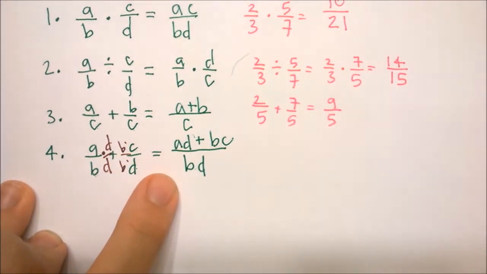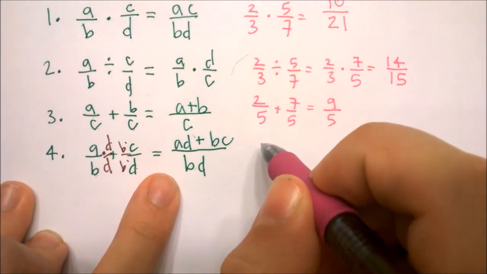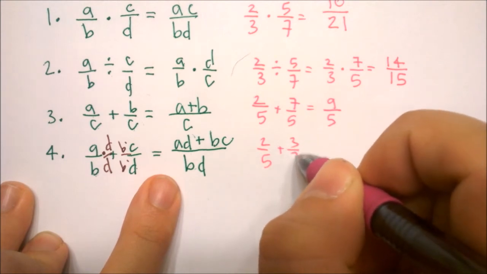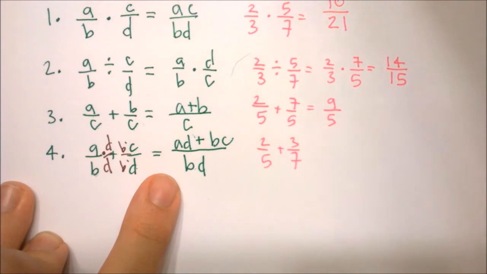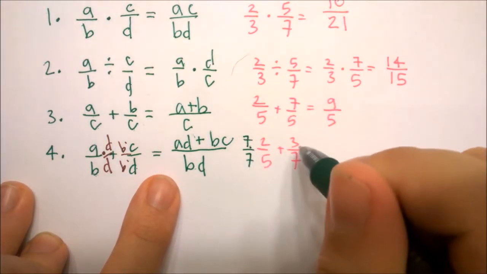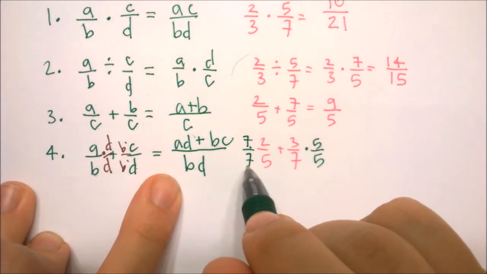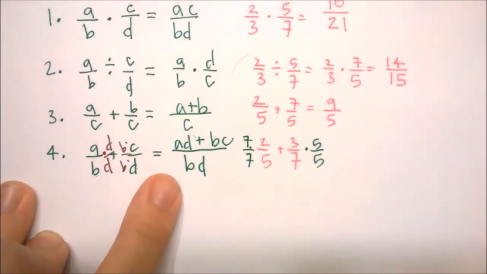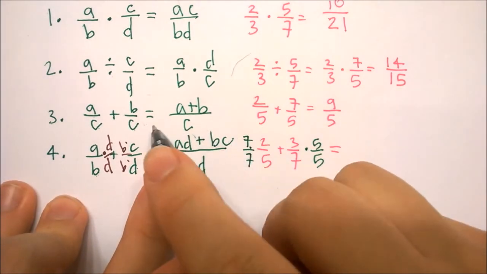Okay, so let's do a quick example. If we have, let's say, 2/5 plus 3/7, we're going to multiply the left by 7 over 7, and we're going to multiply the right by 5 over 5, because we want our common denominator to be 7 times 5, okay? So then this just equals, okay, now we can just use our property 3.